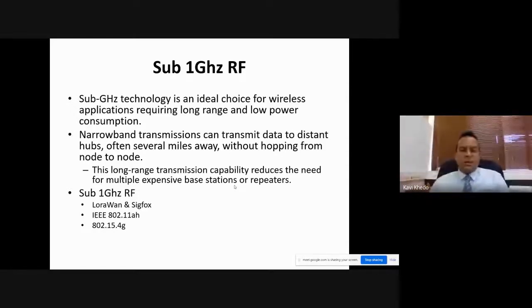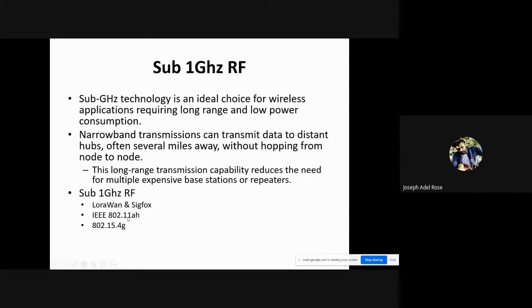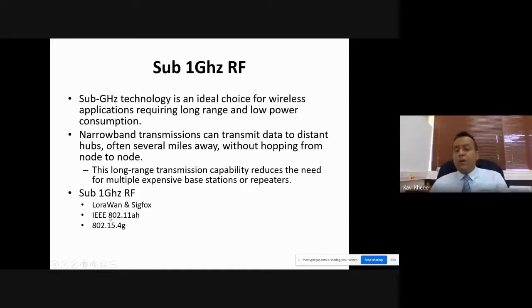Now, specific technologies that are considered to be sub 1 gigahertz RF are LoRaWAN. Earlier we mentioned LoRa. SigFox is another one. And a special kind of IEEE 802.11. What is 802.11? Anyone in the class? IEEE 802.11, which technology are we talking about? Wi-Fi. Exactly, it is Wi-Fi. But here we're not talking only about 11, we're talking about IEEE 802.11ah. AH is another kind of Wi-Fi.